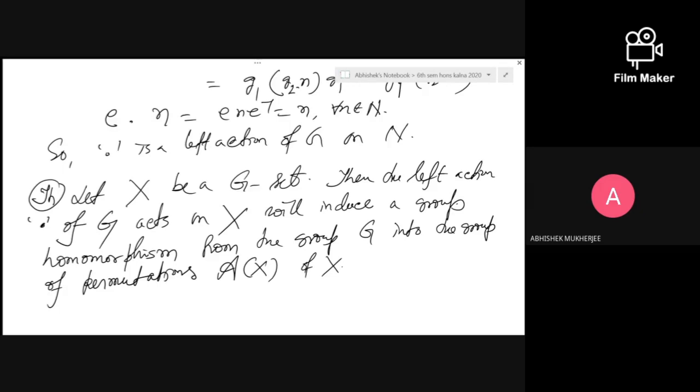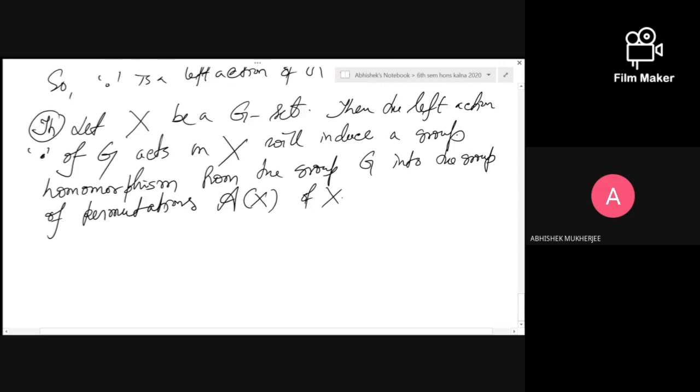So let us have a look at the proof of this theorem, how to define the group homomorphism. So that is our aim.